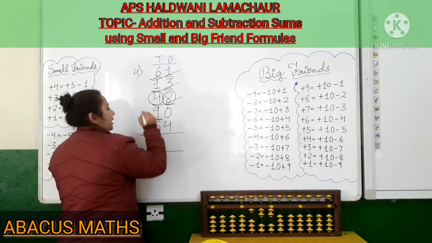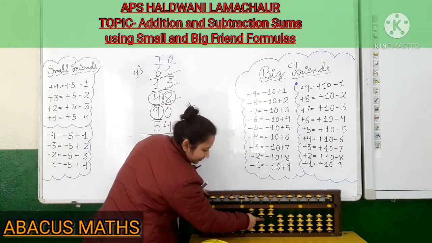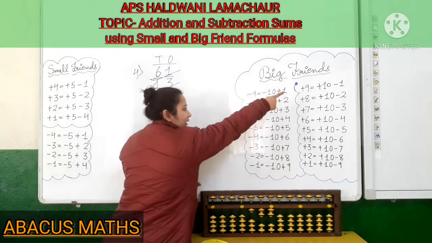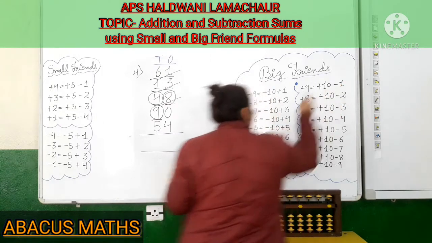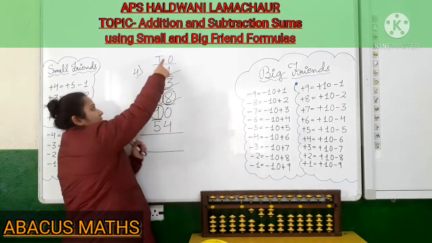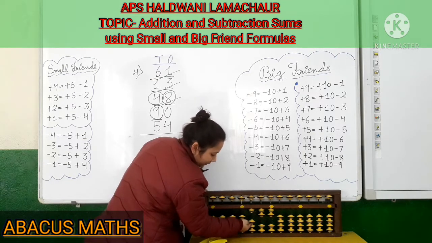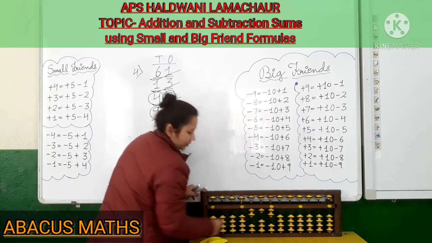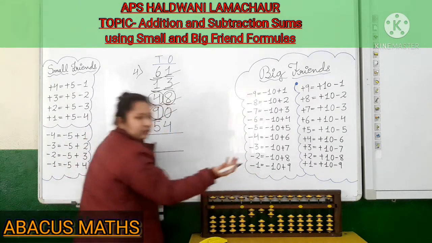Now you have to add 9 in tens rod. See 9 here. Now for adding 9, take the help of big friends again. For adding 9, what is the formula there? You can see plus 10 minus 1. Now 9 you have to add in tens rod. So 10 you will add, 3 plus 10. Now minus 1 from the same one. And this 9 is done. Now 0, 0 means nothing. So nothing you will add.